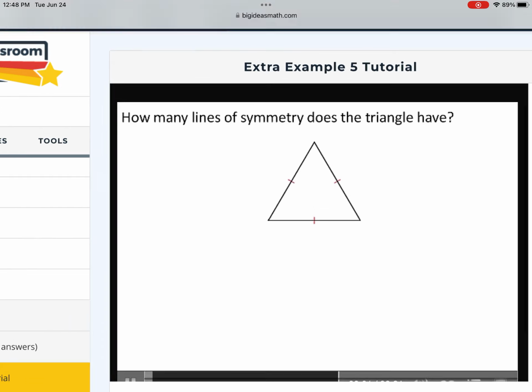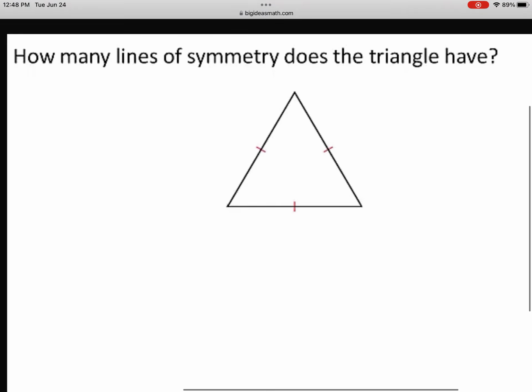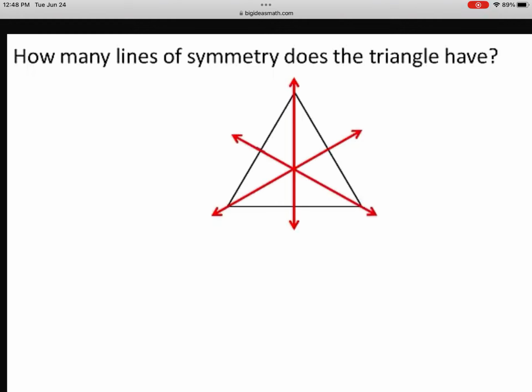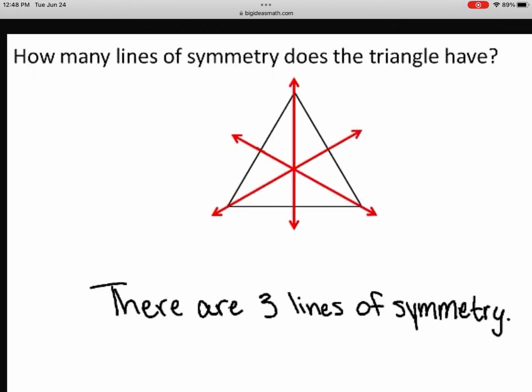How many lines of symmetry does the triangle have? One line of symmetry for the triangle is the vertical line that passes through the vertex and the midpoint of the base of the triangle. Notice that a reflection in this line maps the left half of the triangle to the right half of the triangle, and the right half of the triangle to the left half. Because the triangle is equilateral, it has 3 congruent angles and 3 congruent sides. This means there are 3 such lines of symmetry. So there are 3 lines of symmetry.